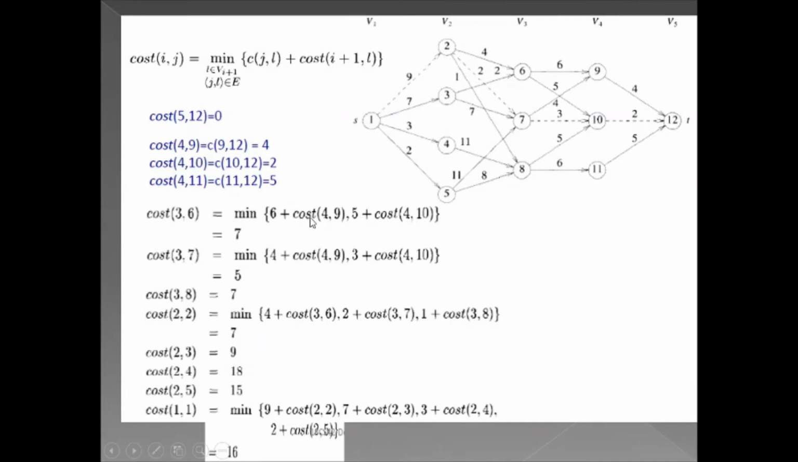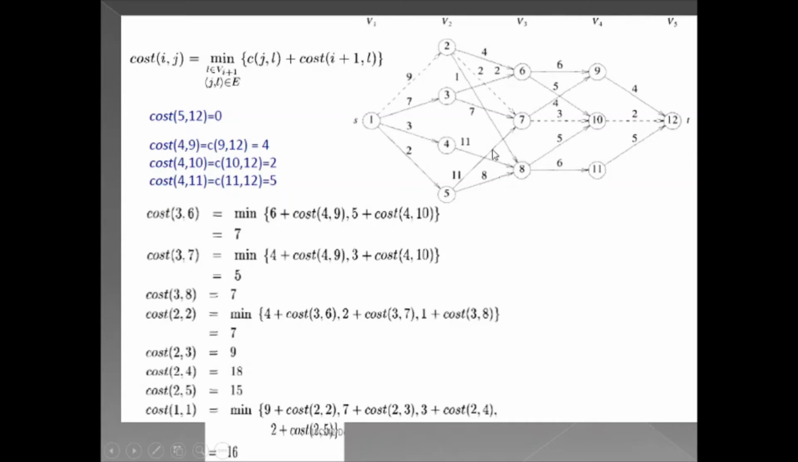Cost of 9 is how much? It is 4. 6 plus 4 is 10. Next, 5 plus cost of 10; cost of 10 is already 2, so 5 plus 2 is 7. Among 10 and 7 the minimum is 7, so we take that minimum value as the cost of 6. So we found this 6. In a similar way we find the cost of 7 and 8. The same procedure is followed for the other vertices also.